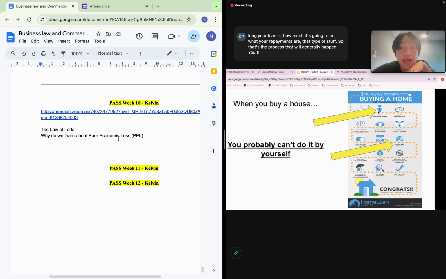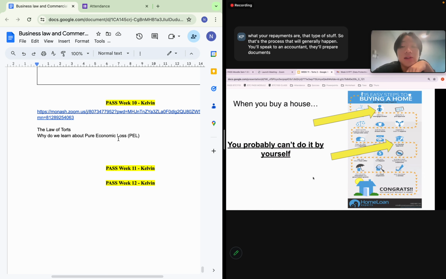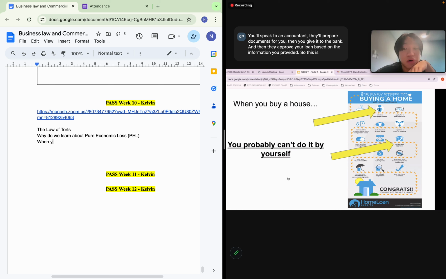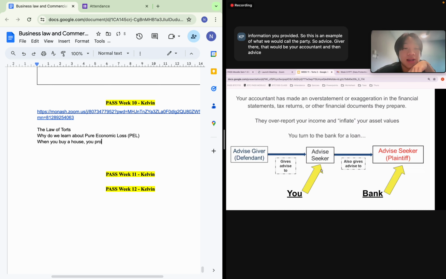You'll speak to an accountant, they'll prepare documents for you, then you give it to the bank, and then they approve your loan based on the information you provided. So this is an example of what we would call third party. So I'd give there an advice seeker here, that would be you. So your accountant provides you your asset documents, and then you give your asset documents to the bank for them to approve or reject your loan, that type of idea.